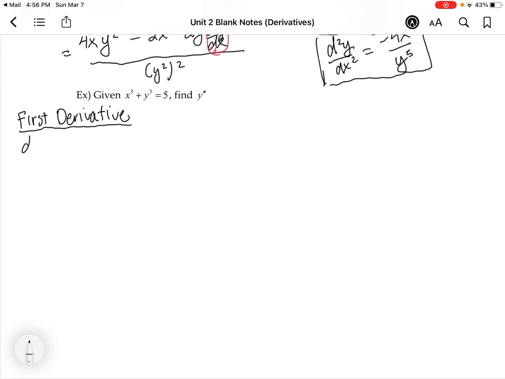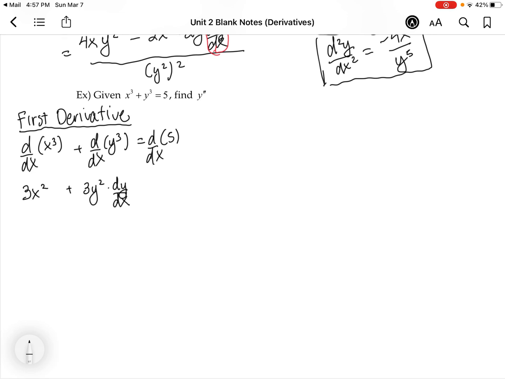Okay, so here we go. We're going to go d by dx of x cubed plus d by dx of y cubed equals d by dx of 5. The derivative of x cubed is just 3x squared, plus the derivative of y cubed, which is 3y squared times dy dx, equals the derivative of 5, which is just 0.